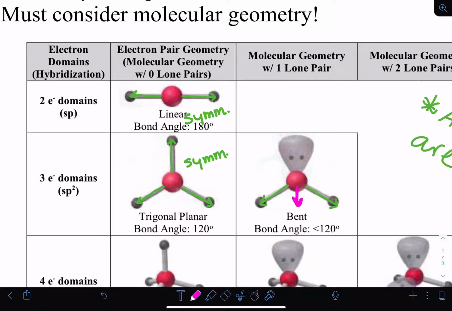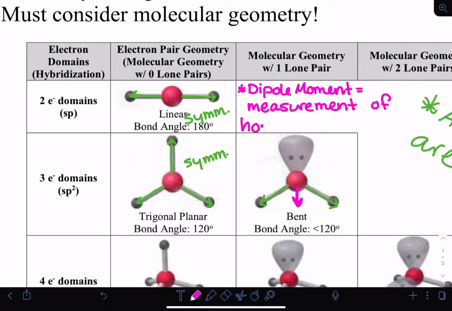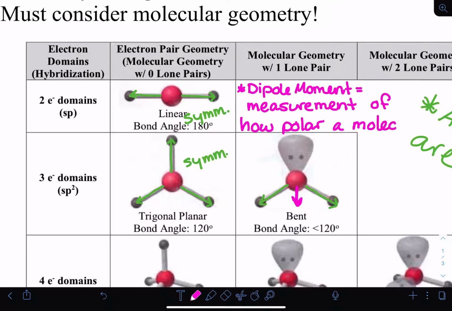So polar molecules are known as dipoles. The dipole moment is a measurement of polarity. It's a measurement of exactly how polar something is, which depends both on how polar the bonds are. The bigger the difference in electronegativity between your two atoms, the more polar your bonds will be. And it can depend on the arrangement as well.